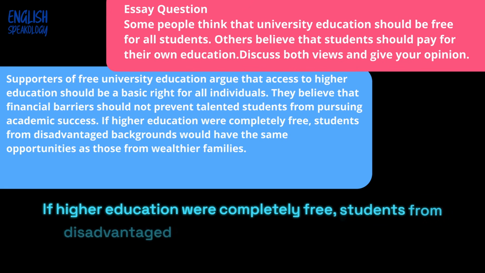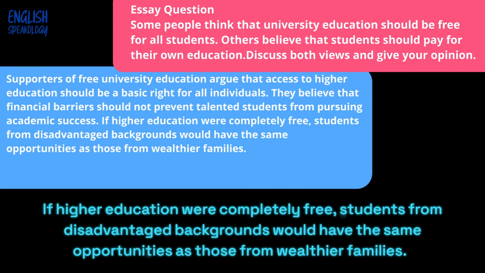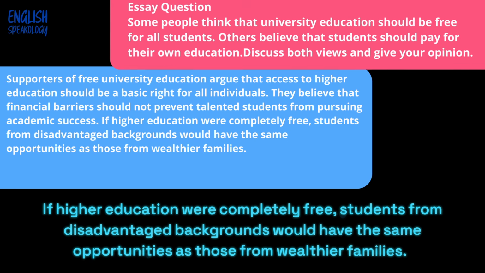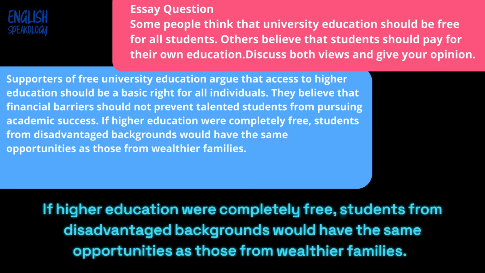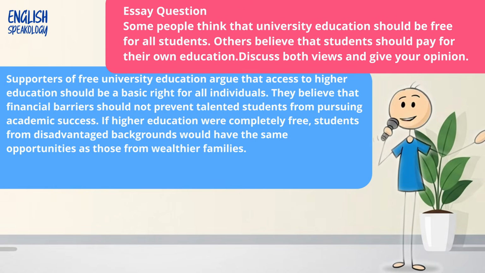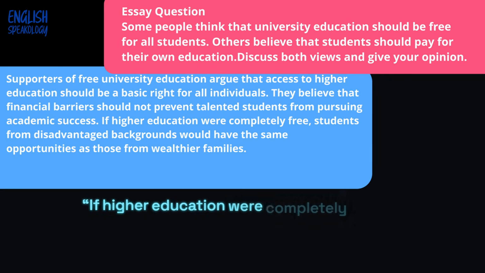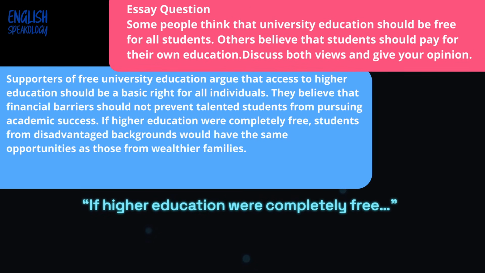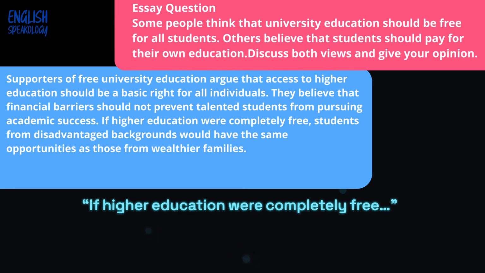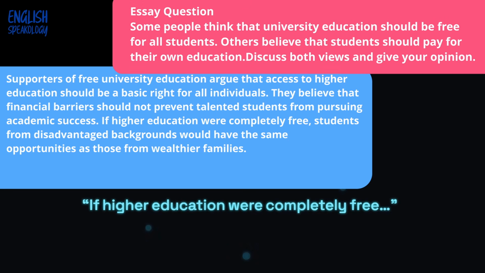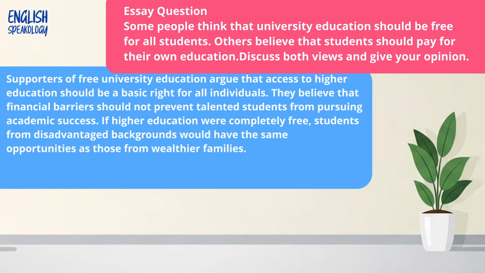If higher education were completely free, students from disadvantaged backgrounds would have the same opportunities as those from wealthier families. This sentence develops the argument even further. Notice the conditional structure. If higher education were completely free, this type of structure adds grammatical variety, which contributes to a higher score in grammatical range and accuracy. Now let's add an example.